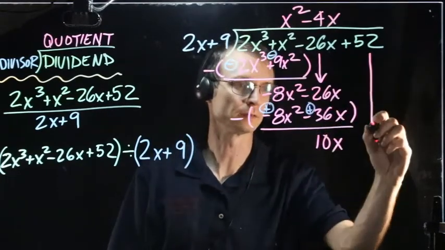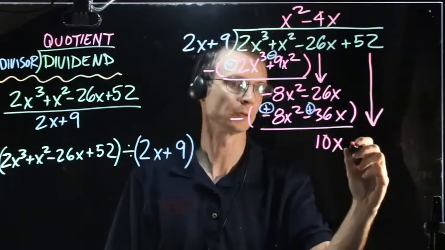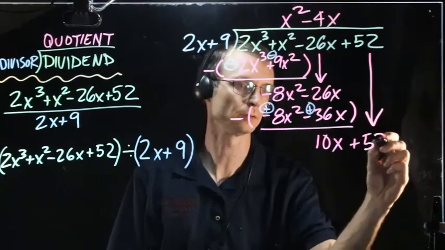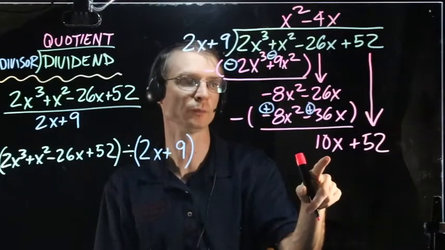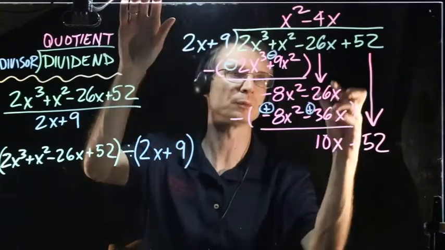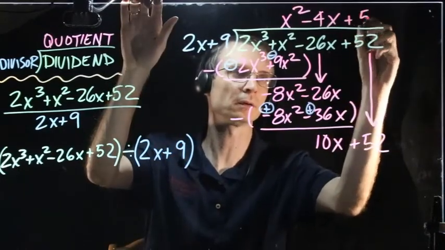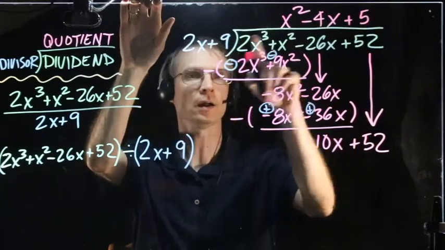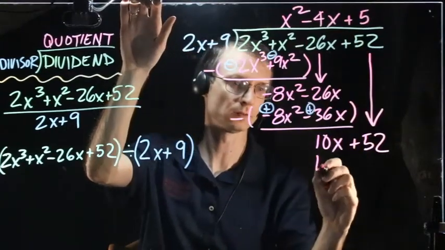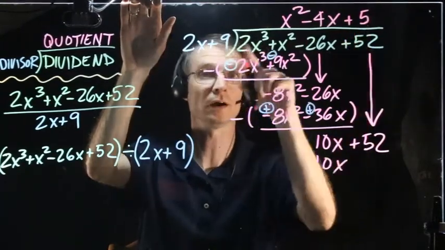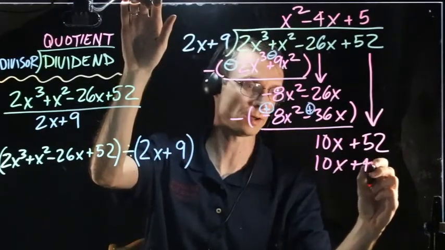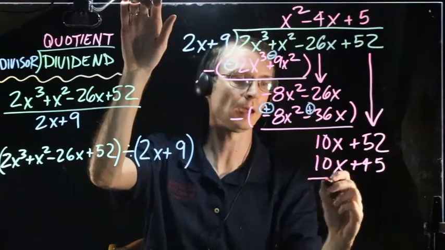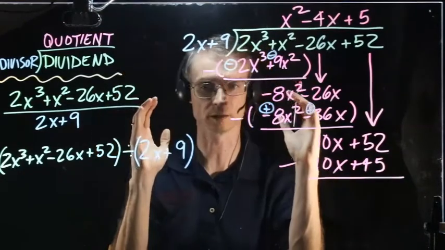Now we're going to bring this down. Bring down the next term. Add it to the 10x. 2x times what gives me 10x? That would be 5, so we're going to write it up here. Okay. 5 times 2x is 10x. 5 times 9 is 45. And we're going to subtract the entire quantity.